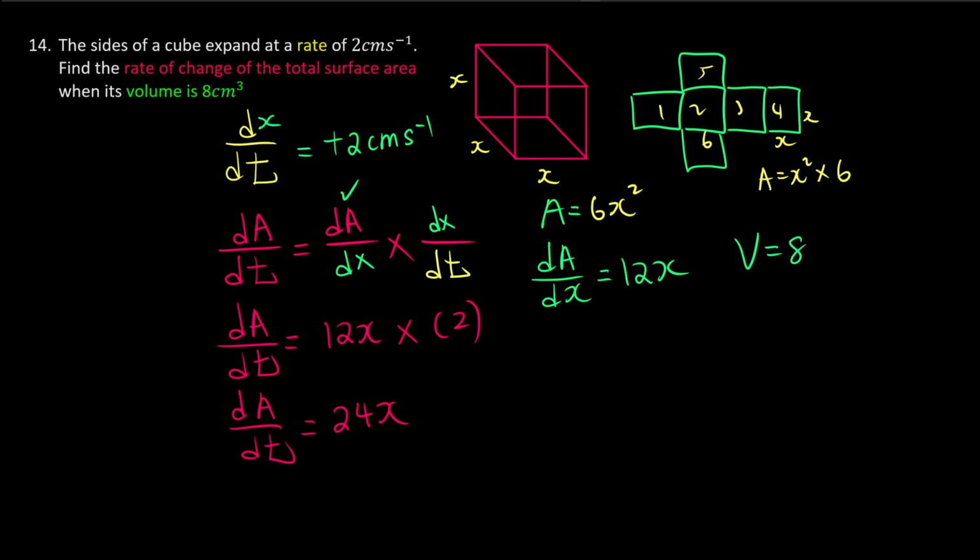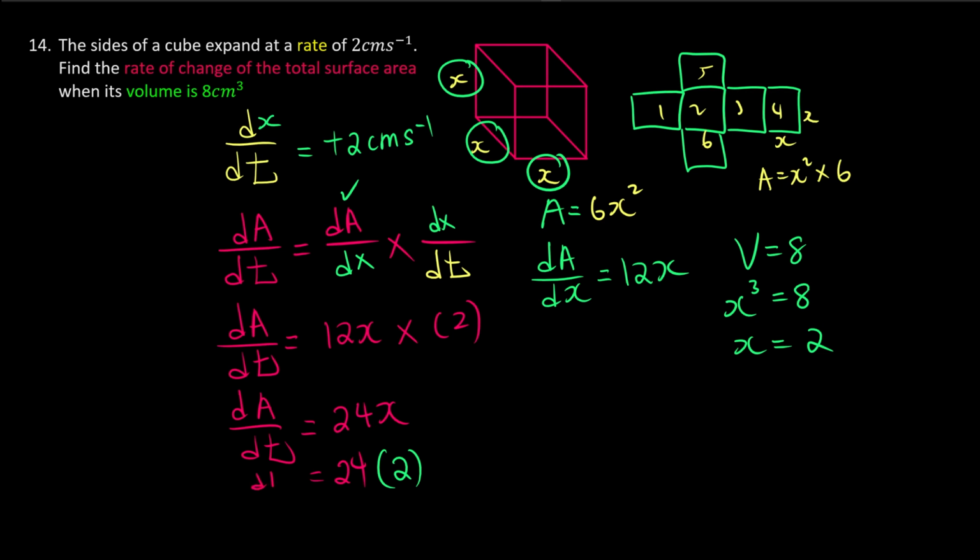But what's the formula for volume? It's basically just the length times the width times the height. So this is why we have x cubed equal to 8. It's x times x times x. If I take the cube root of both sides, we have x equal to 2. So we know our x is 2. Just 24 times 2, we have the answer for dA over dt. So dA over dt is going to be 48. But what's the unit? Since it's a surface area, it's going to be cm squared. And since we're changing per second, it's 48 cm squared per second.